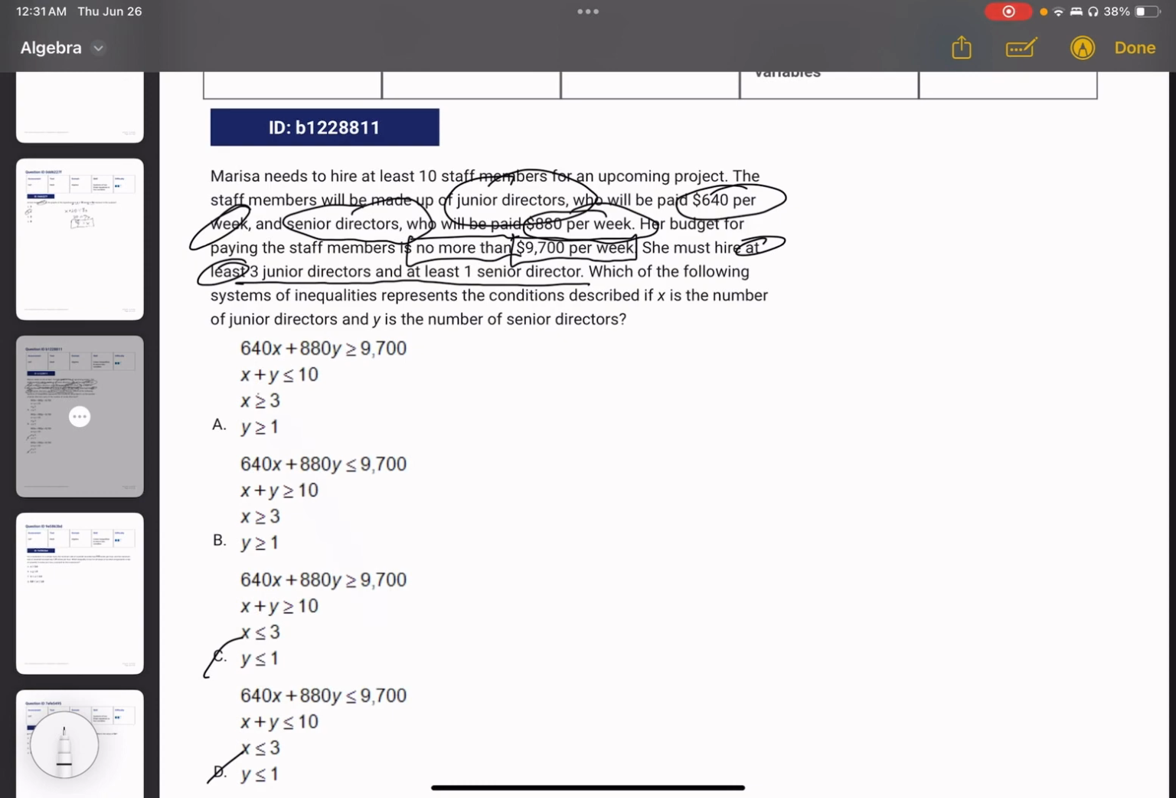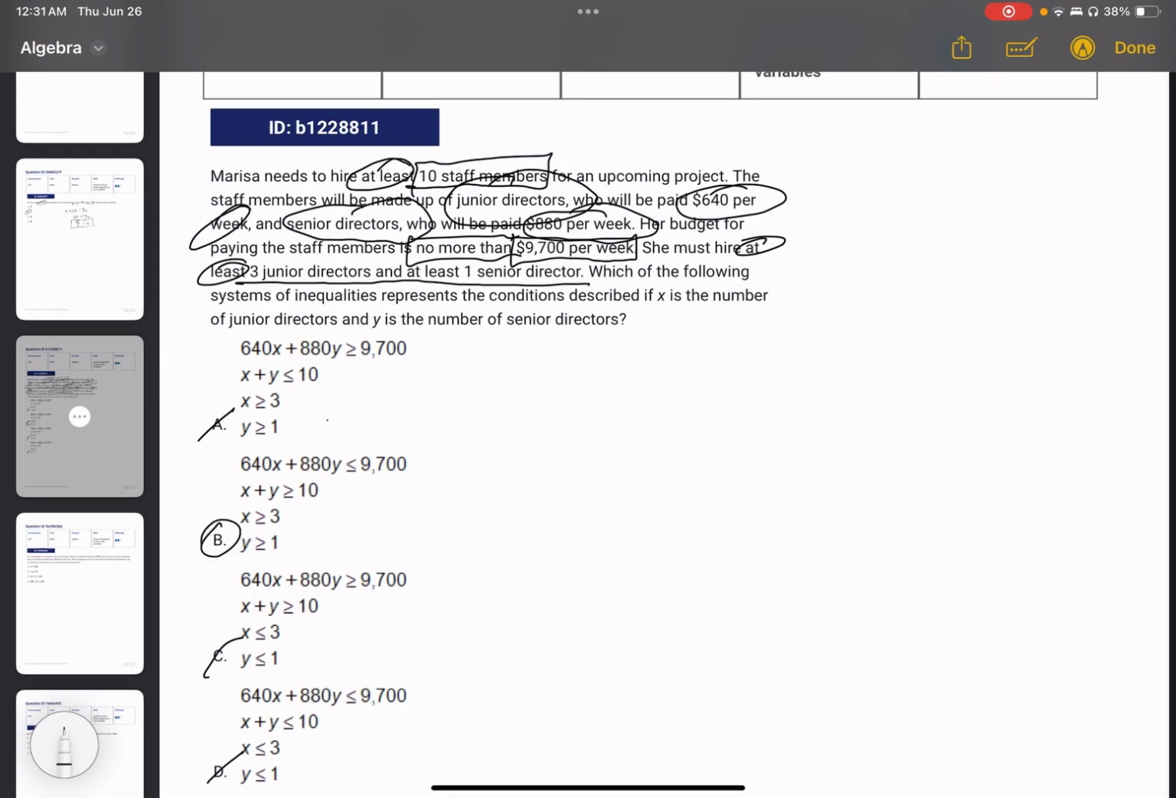Okay, now we're going to look at our x plus y. So we know that that represents that we need at least, or where does it say? Marisa needs to hire at least 10 staff members. You see, I didn't even catch on to that one at the beginning. So at least, so that's greater than or equal to again. That's less than or equal to, which is wrong. Greater than or equal to, that's our answer B.